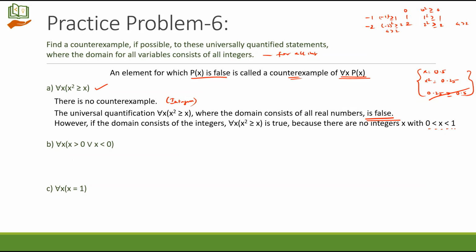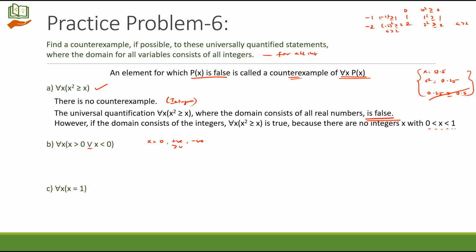Now we'll go for the next sub problem. For all x, x greater than 0 or x less than 0. If you take an integer value x, the possible values of x can be 0, a positive integer, or a negative integer.